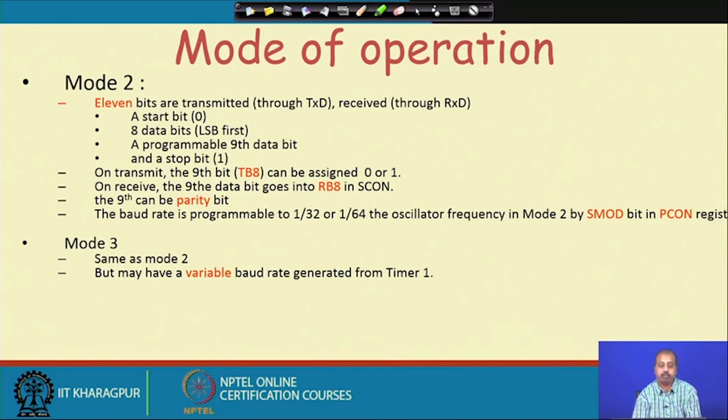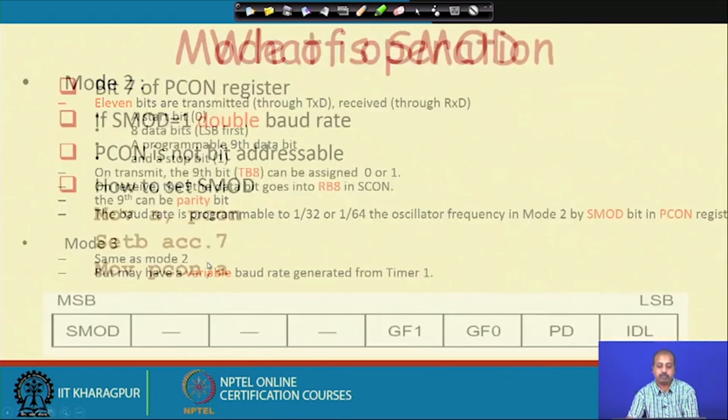The rest of the 8 bits will go to the SBUF register, but you can get the 9th bit in the TB8 or RB8 of the SCON register. So, you can check for the parity by that. Again, the baud rate is programmable by this SMOD, and the PCON register is also there. We will come to that, which will control this. Mode 3 is the same as mode 2, but may have a variable baud rate generated from timer 1.